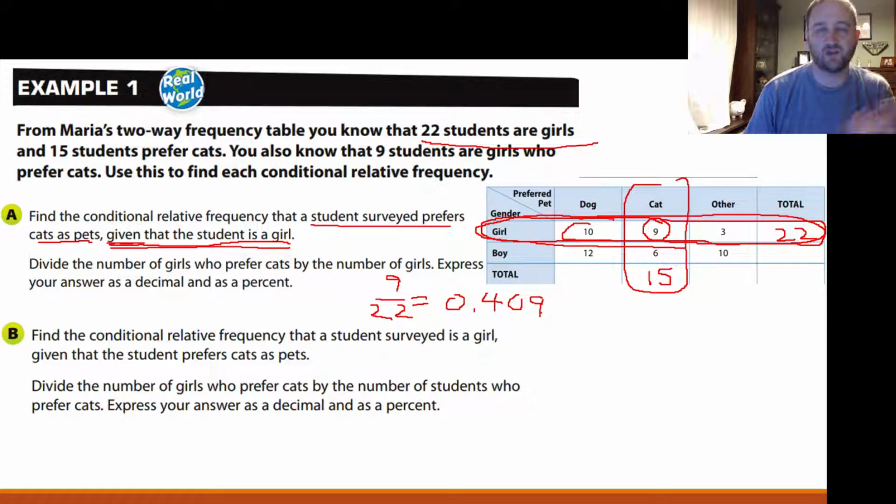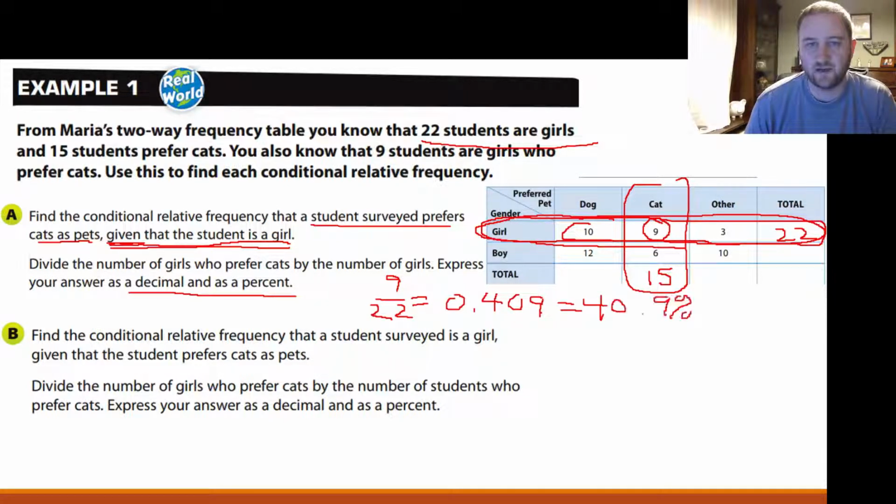0.409. Now I've got all these written down ahead of time, but if you don't know, you can always just use Desmos, right? Plug it into Desmos, do 9 divided by 22 to get your decimal. And then we want this as a decimal and as a percent, so we're also going to write it as 40.9%. This is the conditional relative frequency that a student surveyed prefers cats given that the student is a girl.